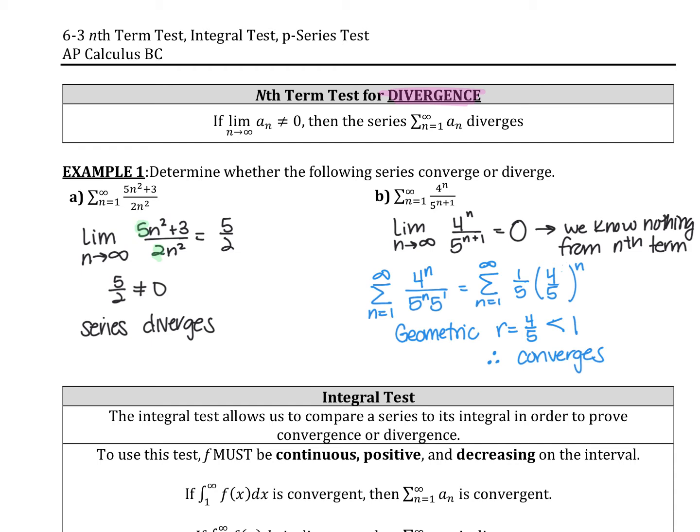So, in a situation where you're taking a test, you've got to make the choice as to which test makes the most sense. In this case, nth term didn't get me anywhere. Sure, try it, but it didn't get me anywhere. So I move on to geometric.